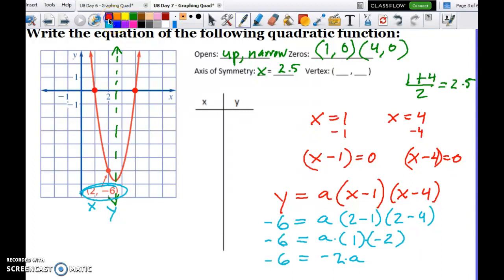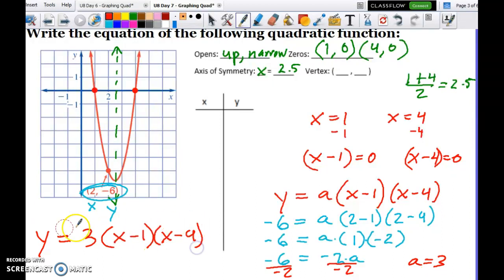Now to solve for a, I just divide by -2, and you guys are probably already done with that. What does a equal? a equals 3. So now I have the equation for the graph: y equals 3 times x minus 1, x minus 4. And there's no need to multiply this out to get it in standard form. I'm just going to leave it in factored form just like that.